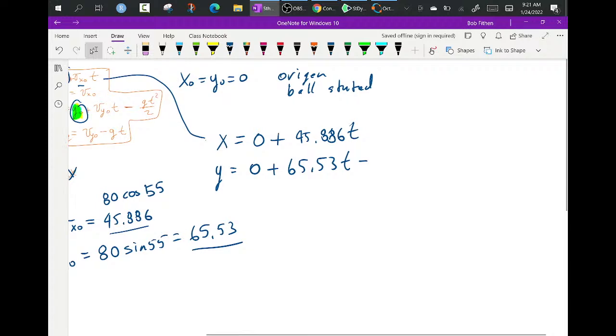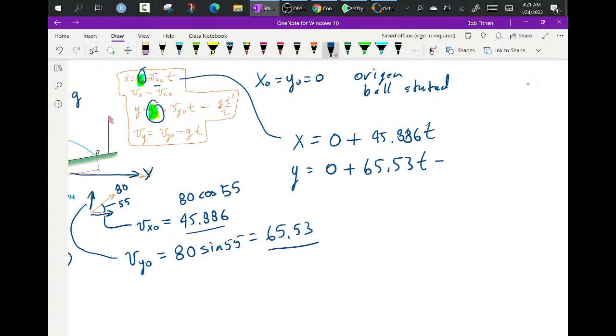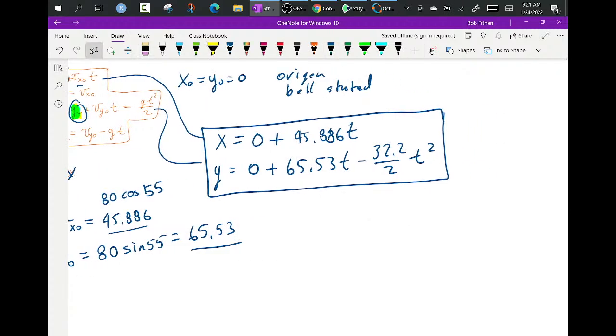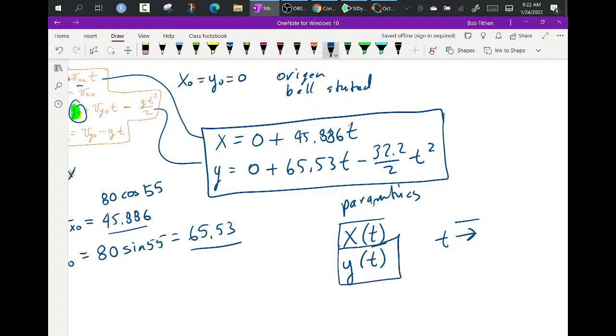So I'll put it in here, and I'll still keep the 1/2 t squared. In essence, what I have here is a set of parametric equations, meaning that x is a function of time and y is a function of time. I can just move time forward or backwards, and it changes the x. That looks like a G, that's supposed to be a Y. And it changes the y. So moving time around, I can change x and y.